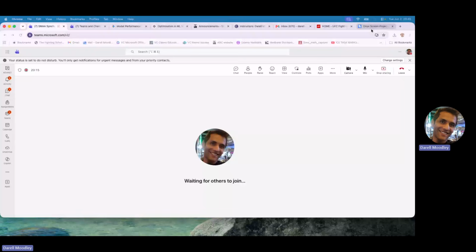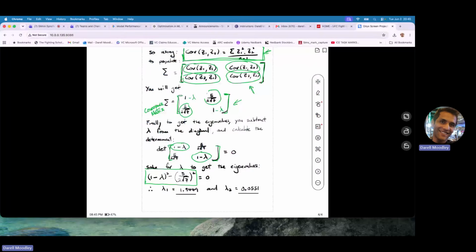Okay, coming back to what I was saying. You need to calculate the determinant of this matrix after subtracting lambda from the diagonal. You equate it to 0, and then you solve for lambda. And the solutions you get for lambda, in this example, I get 1.9449 and 0.0551. These are my eigenvalues.